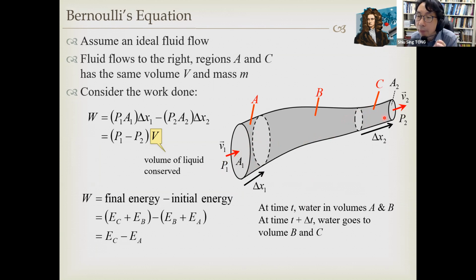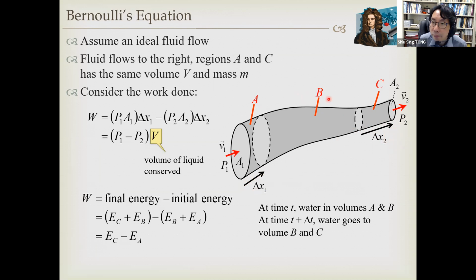So volume A and volume C actually have the same volume, but of course the fluid on these two sides moves different distances because of the difference in cross-sectional area. On the entering side, the fluid moves a distance delta x1, but on the side that is leaving, the fluid moves another distance delta x2. Okay.